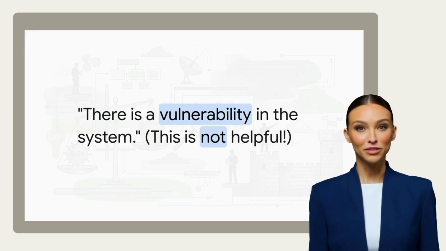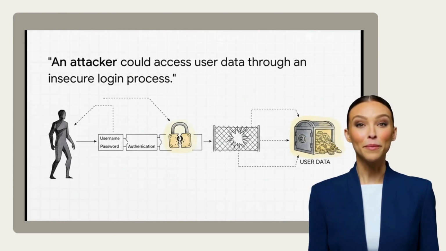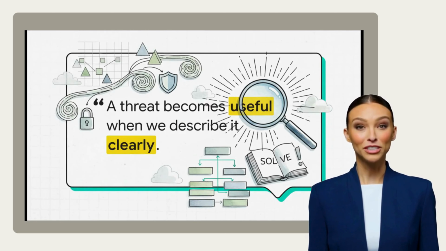Now this is what we're aiming for. See how clear and specific this is? A good risk statement tells a little story. To get here, you just ask a few simple questions. Who's the bad guy? That's the actor. What are they trying to do? That's the action. And what's at stake? That's the asset or the impact. In this case, we know an attacker could access user data through a specific bad login. See? Now that's something we can actually sink our teeth into.